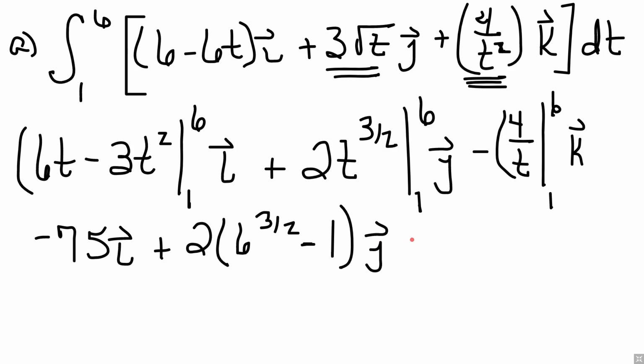Then minus. Now, if I put in the other piece, I'm basically going to have 4 over 6 minus 4, which is negative 10 thirds. So I'm going to end up with a positive 10 thirds in the k direction, and that would be my answer. Any questions?